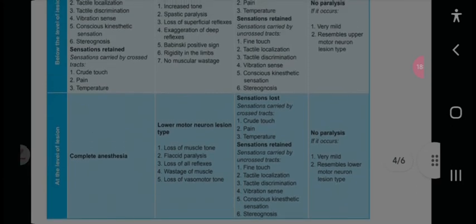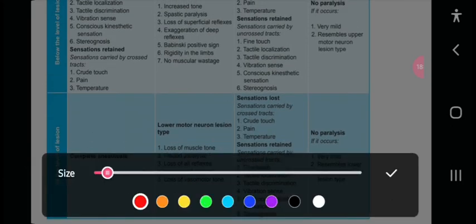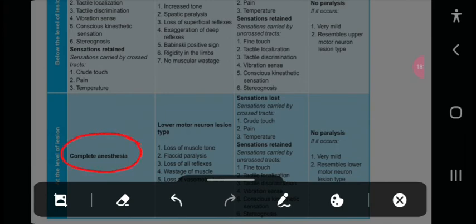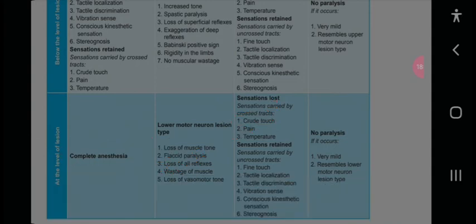And at the level of lesion, what happens is complete anesthesia, lower motor neuron lesion type, loss of muscle tone, flaccid paralysis, loss of all reflexes, wasting of muscle, loss of vasomotor reflexes. Sensation lost: sensation carried by crossed tracts, crude touch, pain, and temperature. Sensation retained: sensation carried by uncrossed tracts, fine touch, tactile localization, tactile discrimination, vibratory sense, conscious kinesthetic sensation, stereognosis. No paralysis, or if it occurs it is very mild, resembling lower motor neuron lesion type.